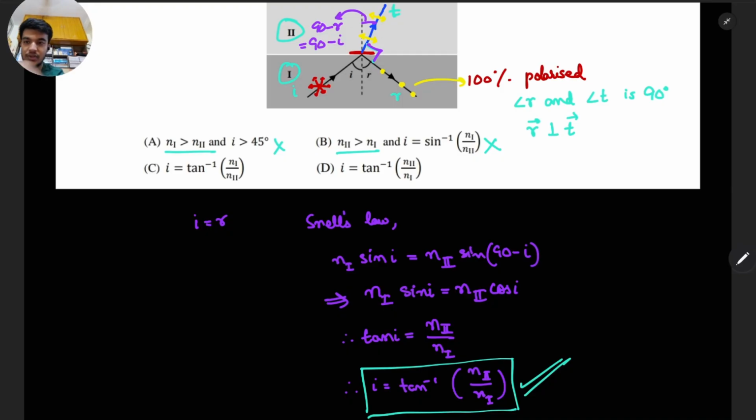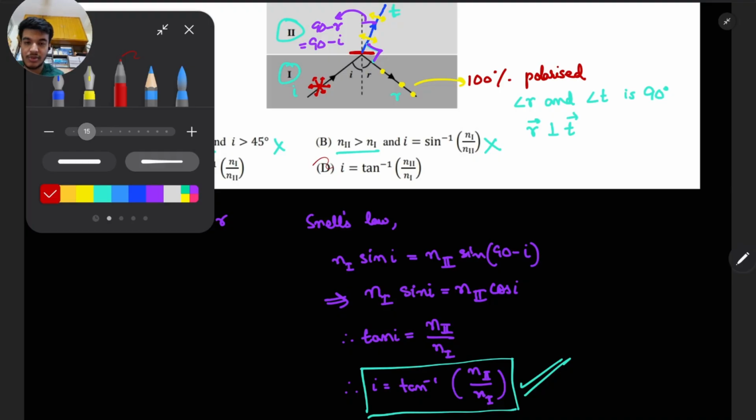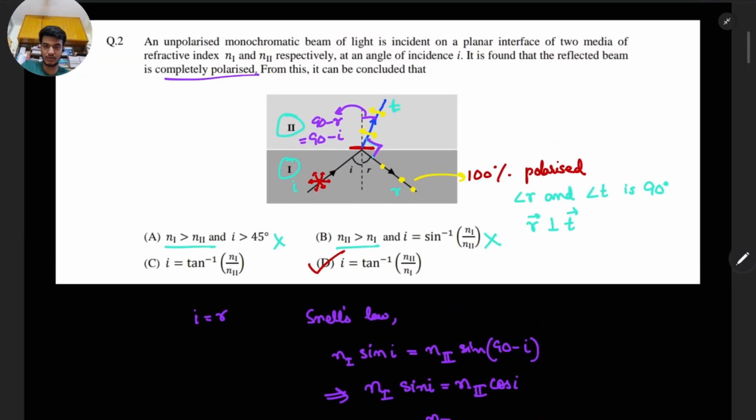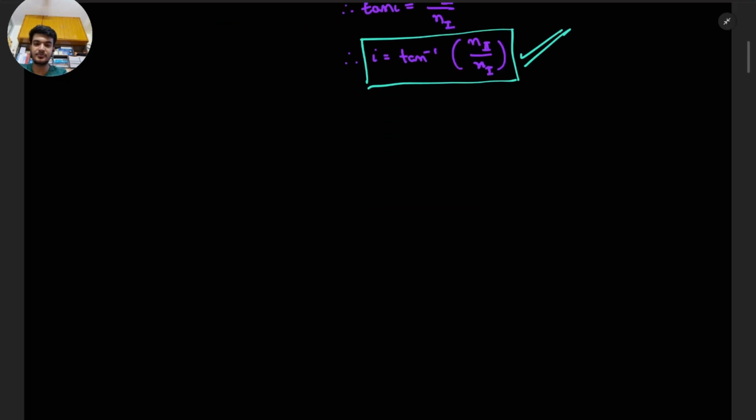So according to this, the correct option must be D. So this is our second question as well. This is also a very easy, very theoretical question. So let's move on to the next question.